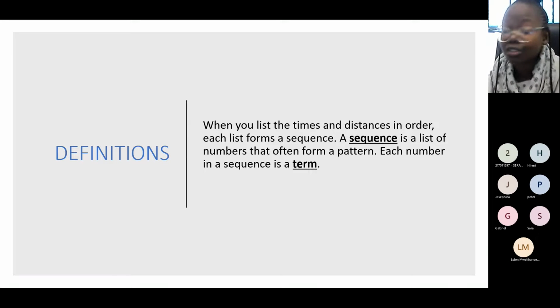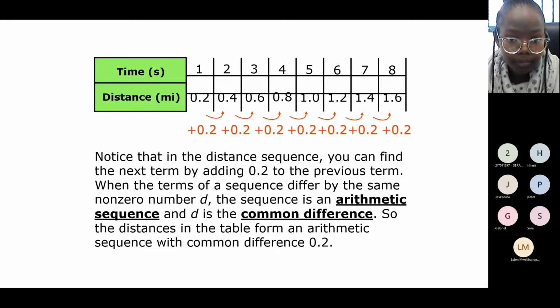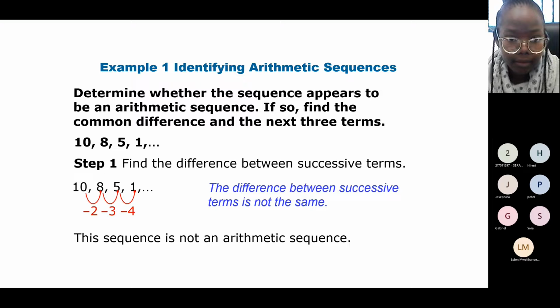For it to be an arithmetic sequence, the difference between successive terms should be constant. As you can see in this example, the difference between successive terms is not the same at all. Hence, this sequence is not an arithmetic sequence. For it to be an arithmetic sequence, the difference between the successive terms has to be the same. Did I answer your question, Sarah?